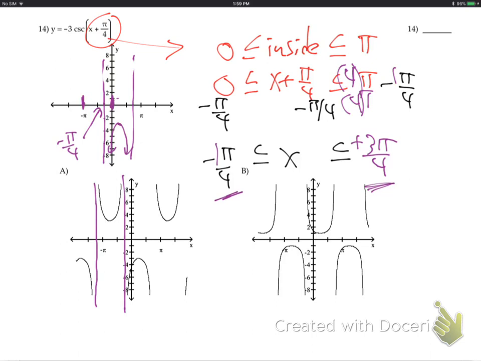Oh yeah, A's looking better now, isn't it? Because I was getting all mixed up. I forgot about the negative thing that Ani pointed out. So this looks sort of right about here. Negative pi over 4 going down like that. That's looking good, isn't it? 3 pi over 4 right here. Yeah, it's looking good. That's tricky. I forgot about that negative part.